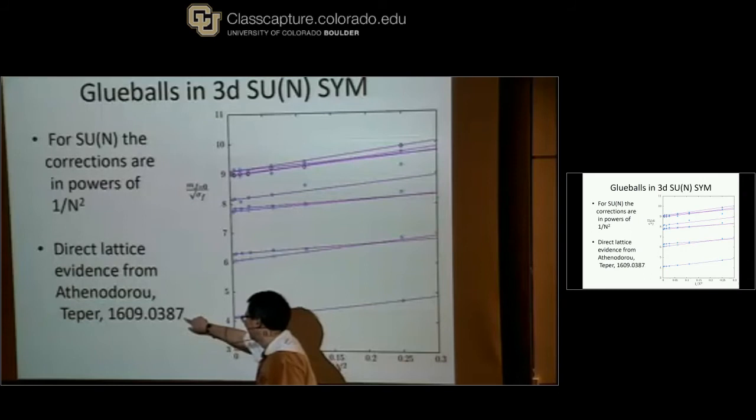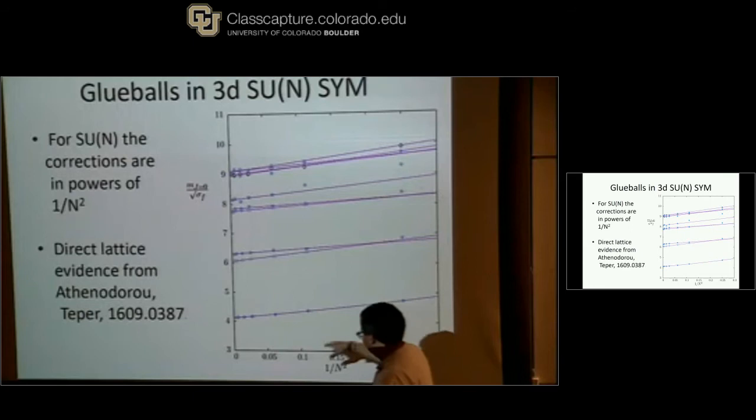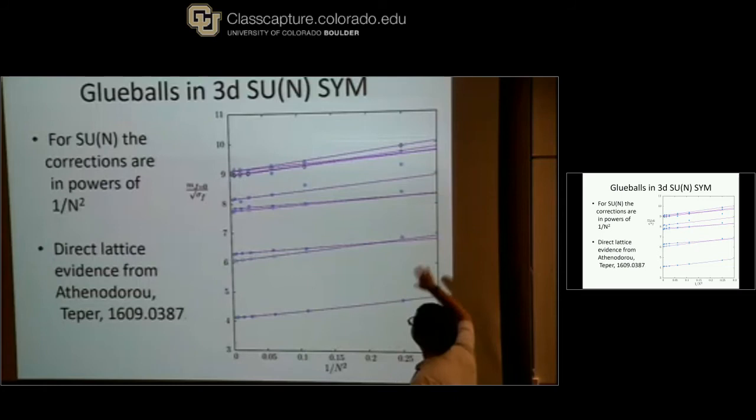Okay, so you see that it matches extremely well to this idea that there is a 1 over n squared expansion. They computed them for n up to 16. For SU(16) gauge theory, they actually obtained results. And they're plotting it versus 1 over n squared. You see these nearly straight lines, but then they start curving a little due to admixture of 1 over n to the 4 corrections.